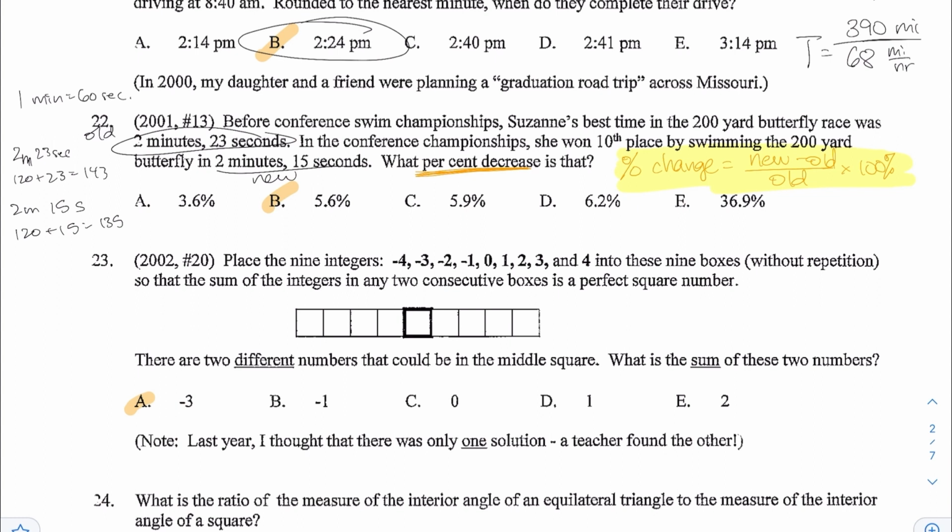So if you substitute into new minus old over old, the new time would be 135. The old time would be 143. So there's a percent decrease because you went faster, which is good in competitions. So it would be 135 minus 143 divided by 143 times 100%. So here 135 minus 143 is negative 8 over 143 times 100%.